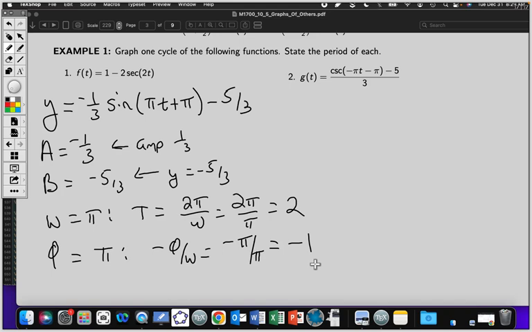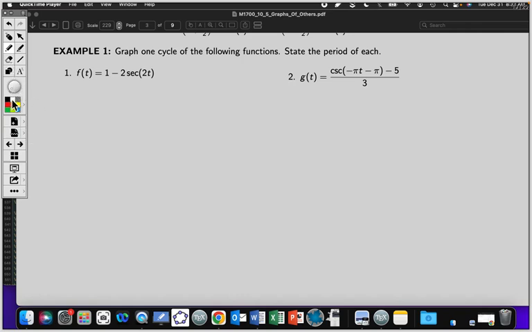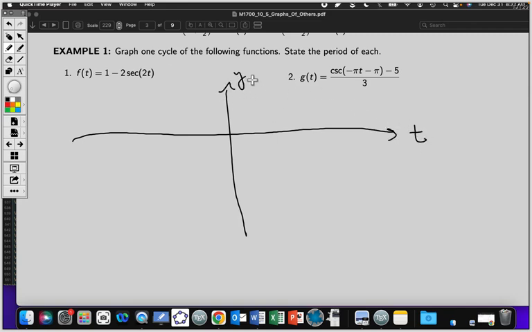So let's go ahead and graph the corresponding sine wave that goes with this information. So we're going to start at -1. Got a period of 2, amplitude of 1/3, baseline of -5/3. Go ahead and graph here. We'll be looking mostly beneath the t-axis on this one, it looks like. And we'll graph this in blue.